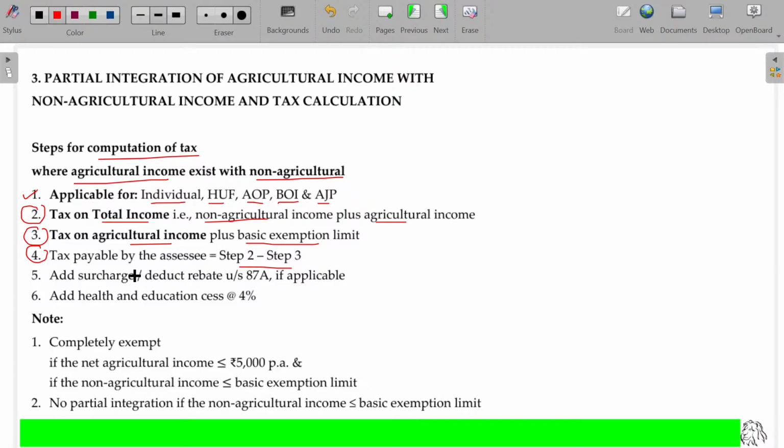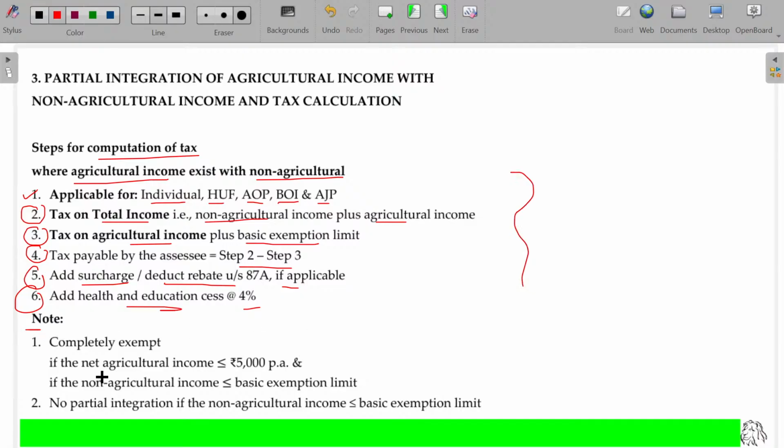Then with that you can add the surcharge, and any rebate applicable you can adjust there, only if it is applicable. Then add health and education cess at the rate of 4%. So we have done this. Is that okay? These are the steps we follow.